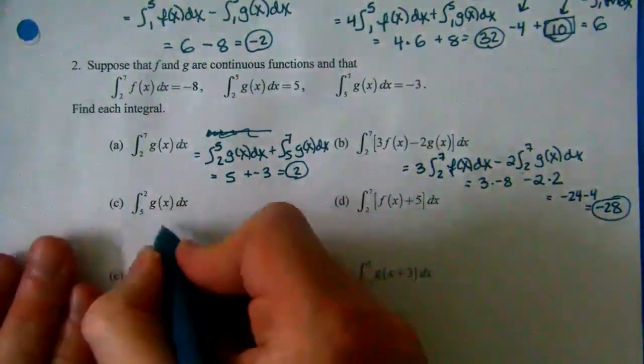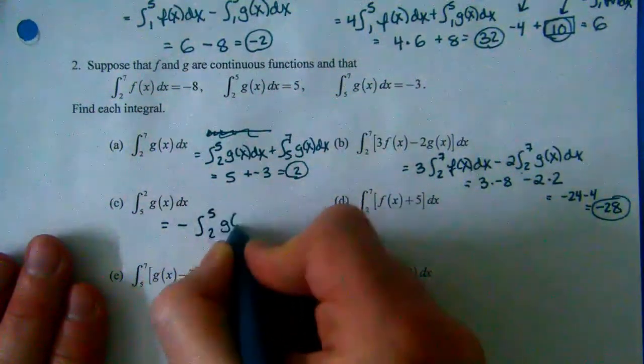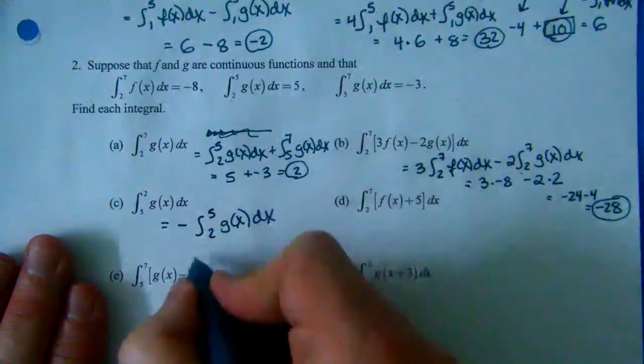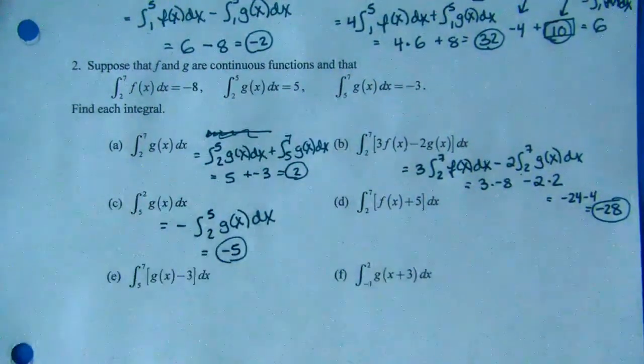I don't like the limits of integration. I'm going to change them. Negative the integral from 2 to 5 of g of x dx. That's just negative 5. Okay, next one. Letter D.